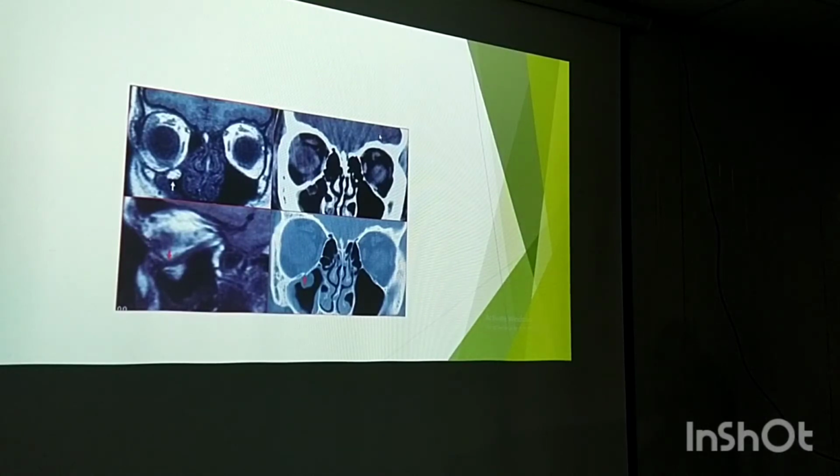Similarly, here. This is again the fracture of orbital floor. Yes, orbital floor. This is the inferior rectus that is impinged in it between this cut bone. Here it is much clearer.